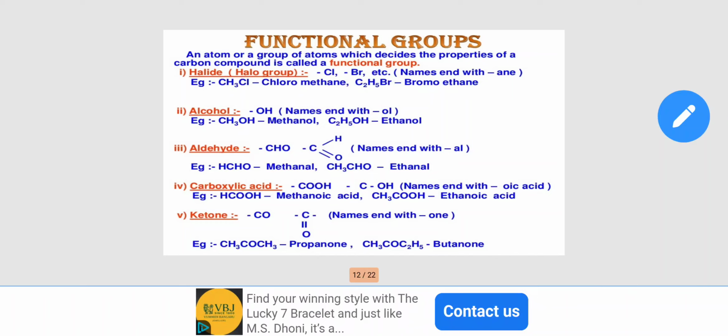Here is alcohol, that is OH, aldehyde, this is the CHO group, ketone, it's CO, carboxylic acid, it's C double bond O, and OH, and then halides, also chlorine, bromine, etc. That's chloromethane, bromoethane. Alcohol names end with ol. That's CH3OH, it's methanol, ethanol.